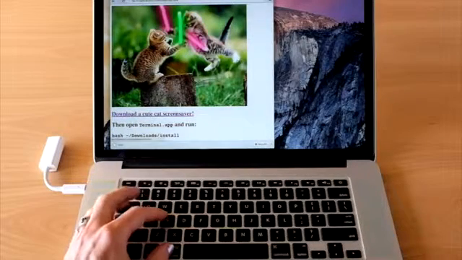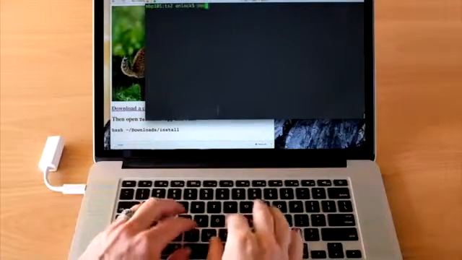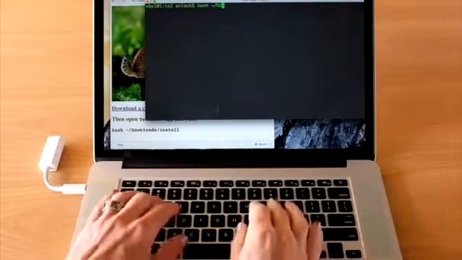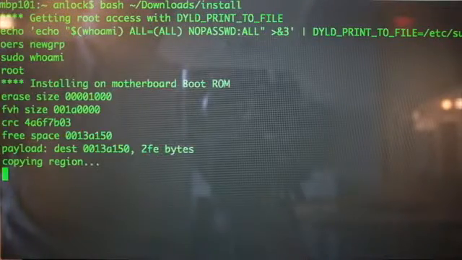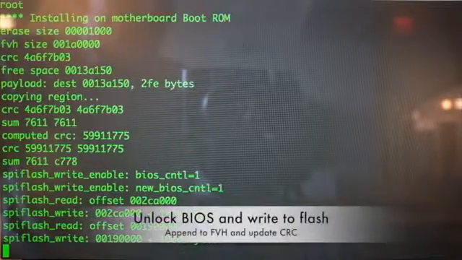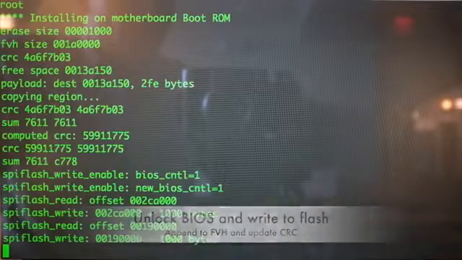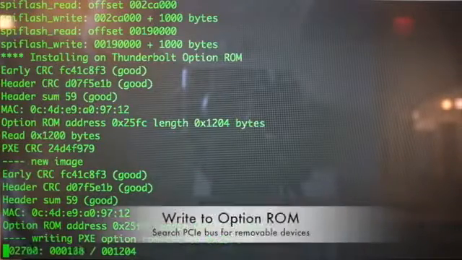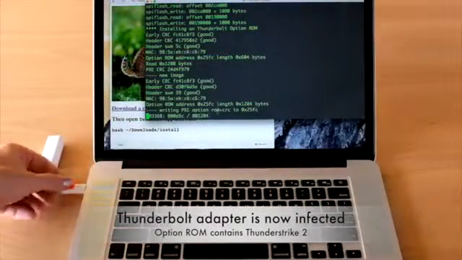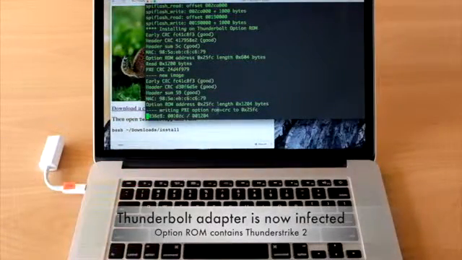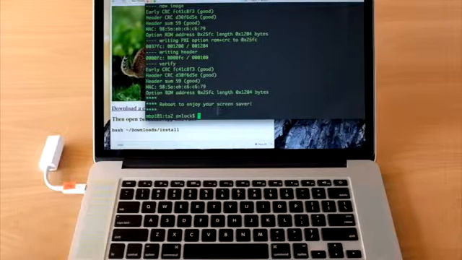Thunderstrike 2 starts with a local root privilege exploit that can load a kernel module to give it access to raw memory. On some systems, it can immediately unlock and rewrite the motherboard boot flash. On others, it needs to hook the S3 resume script and wait for a sleep event. It can also search the PCIe bus for removable Thunderbolt devices and write itself into their option ROMs. This is an improvement over Thunderstrike 1, which required physical access to the attack machine.